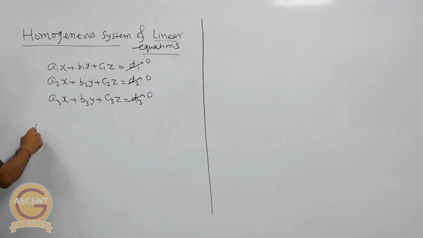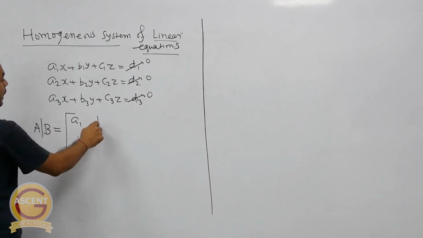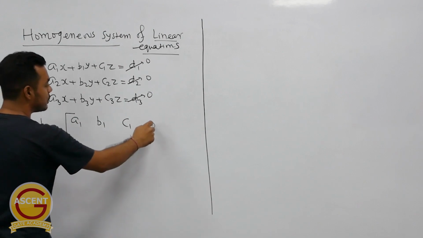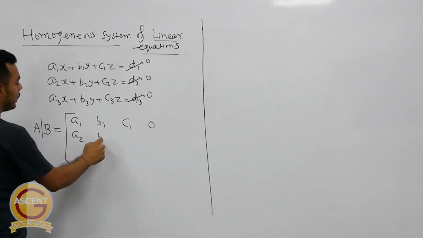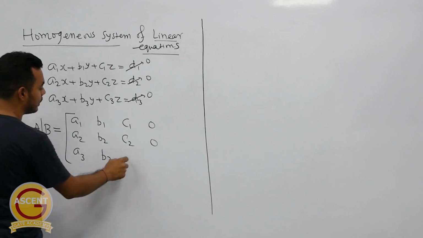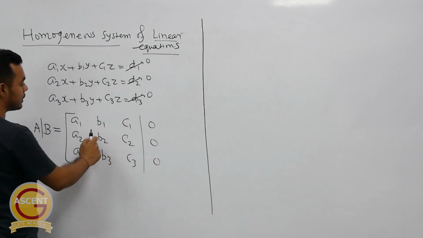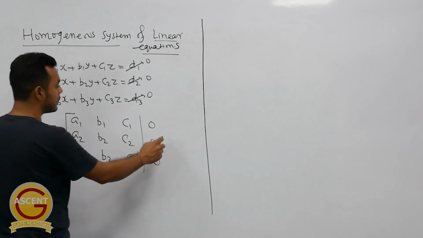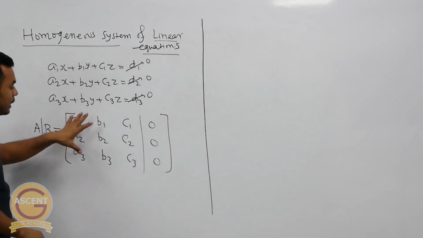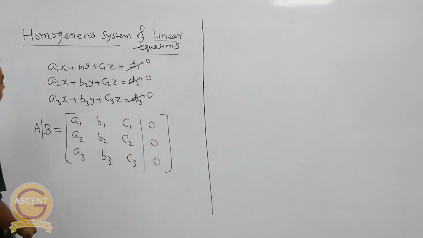Now if you want to write the augmented matrix, it will be a1 b1 c1 0, a2 b2 c2 0, a3 b3 c3 0. This is your coefficient matrix: a1 b1 c1, a2 b2 c2, a3 b3 c3, the first three columns, plus this constant matrix, which is all the 0 elements. So this matrix is the augmented matrix.